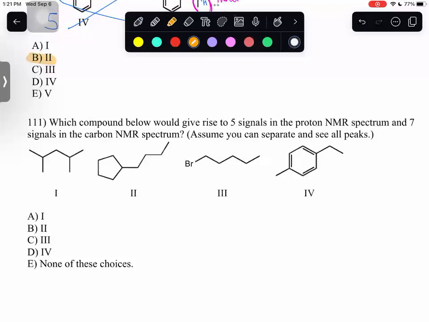In this case, it says you can see all of the separate signals. So that's a very important keyword.